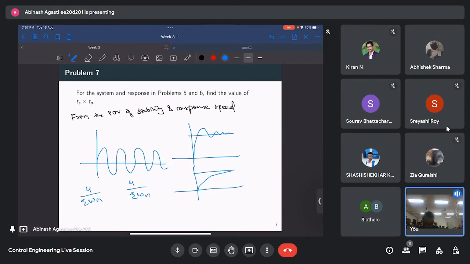Okay, so let's keep this frequency omega n fixed, and I'll vary zeta. So one case is I have zeta between 0 and 1. One is I have zeta greater than 1. That is for the overdamped case. So if zeta is between 0 and 1, then 4 by zeta omega n is higher, no? Yes, sir. Okay, then by that, yeah, so basically for an overdamped system, the response time is faster actually. I made a mistake earlier.